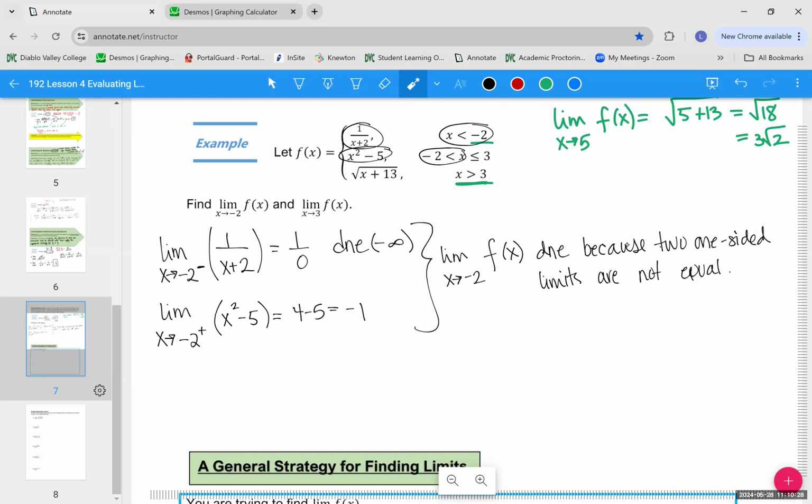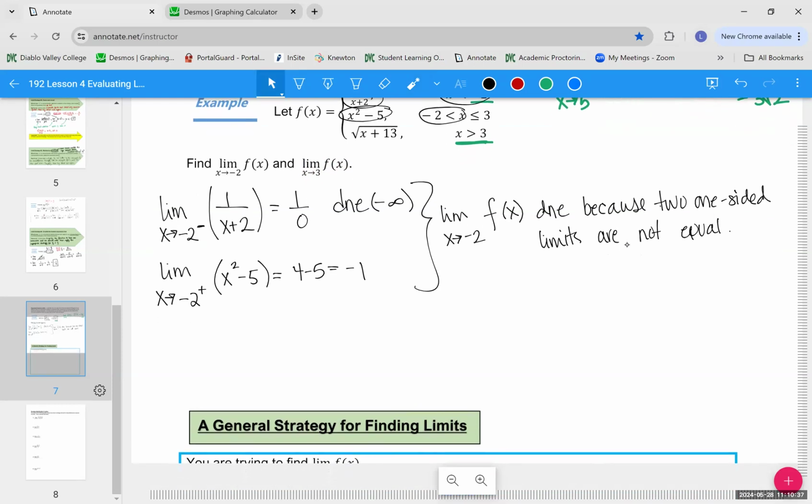Okay. So I'm going to have you try the second one: the limit as x approaches 3 of f of x. Same function, slightly different x value. Go ahead and press pause and give it a try.